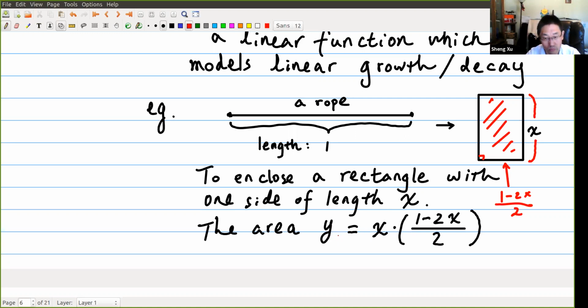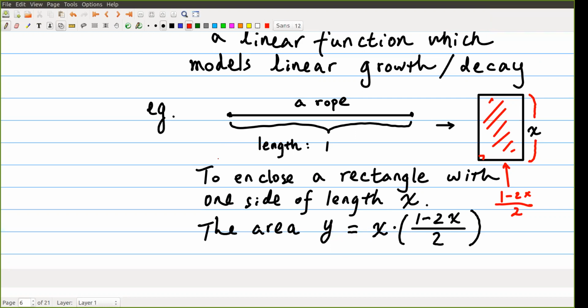This is a very important kind of question. In real life, it's called an optimization problem. For example, when you invest in the stock market, you want to maximize your return or profit. That's called an optimization problem.